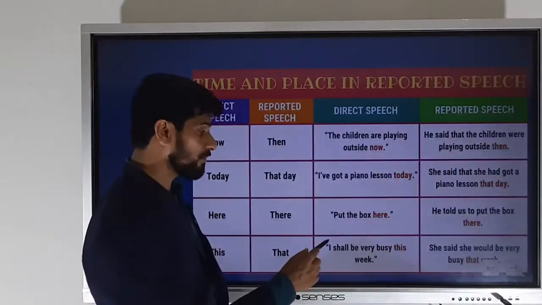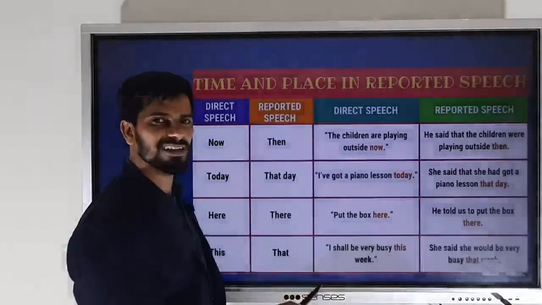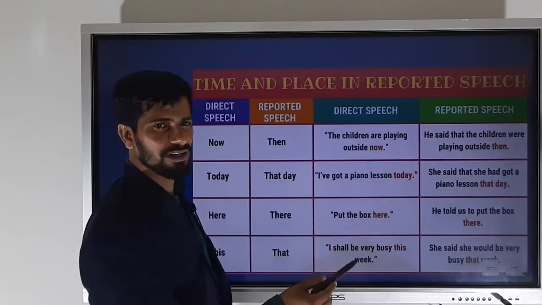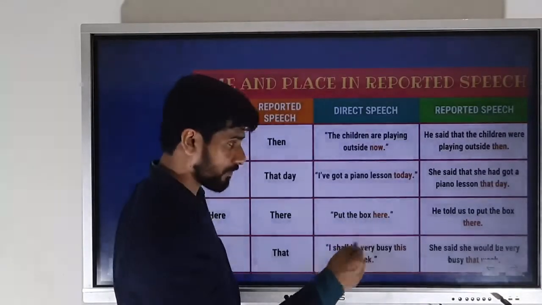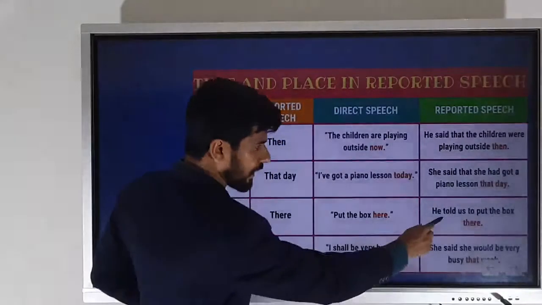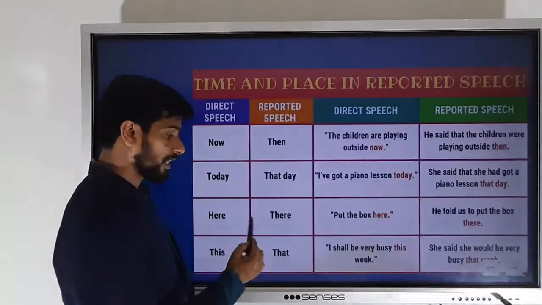So what happens if it is negative? For example, don't look outside. Then what is the conjunction? He asked us not to look outside. Understood? Okay, it's not related to this place. Anyway, it came to my mind. I just mentioned it for you to remember. Okay, he told us to put the box there. Here becomes there, and this becomes that.